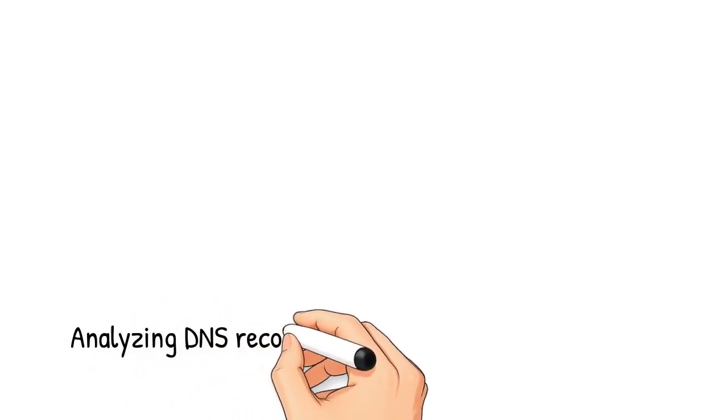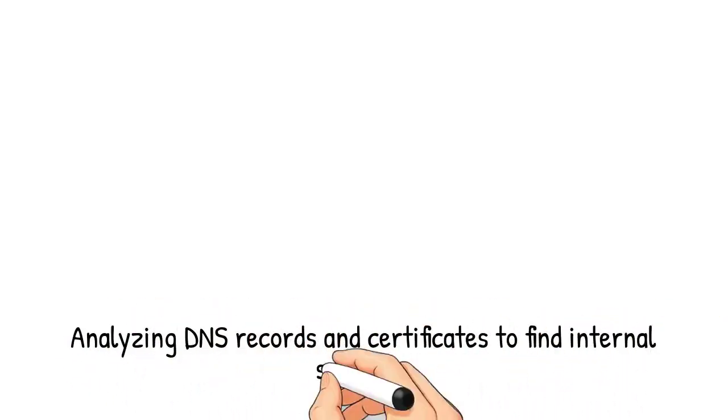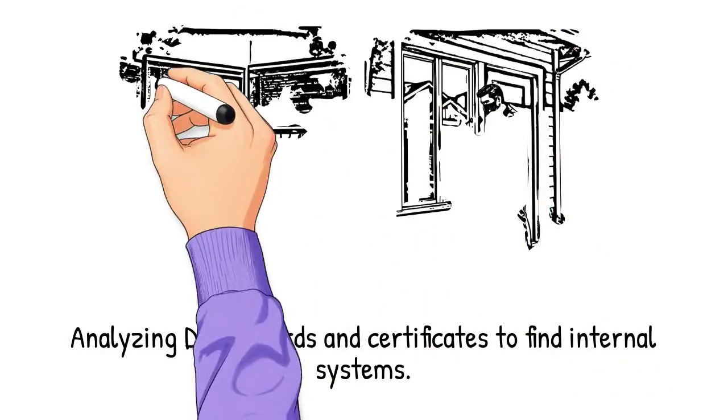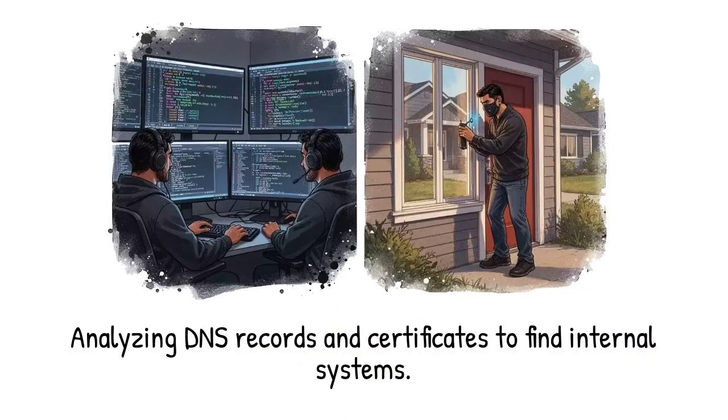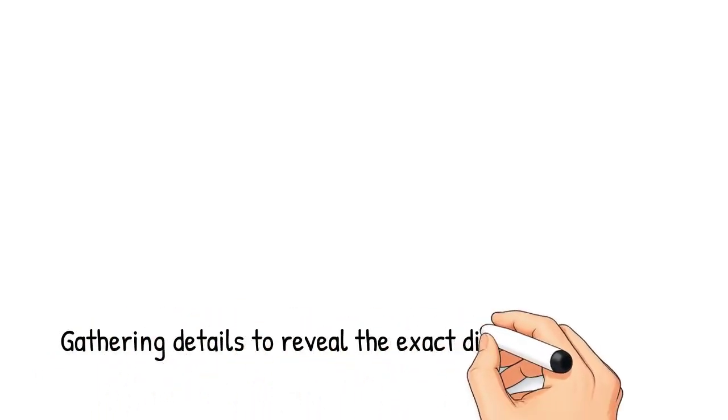They analyze DNS records to find subdomains. They inspect SSL certificates to identify internal systems. Think of this as the burglar approaching a specific house they've chosen. They check the windows more closely. They examine the locks. They look for hidden entrances. They observe the homeowner's routine. They gather every detail that will help them break in.